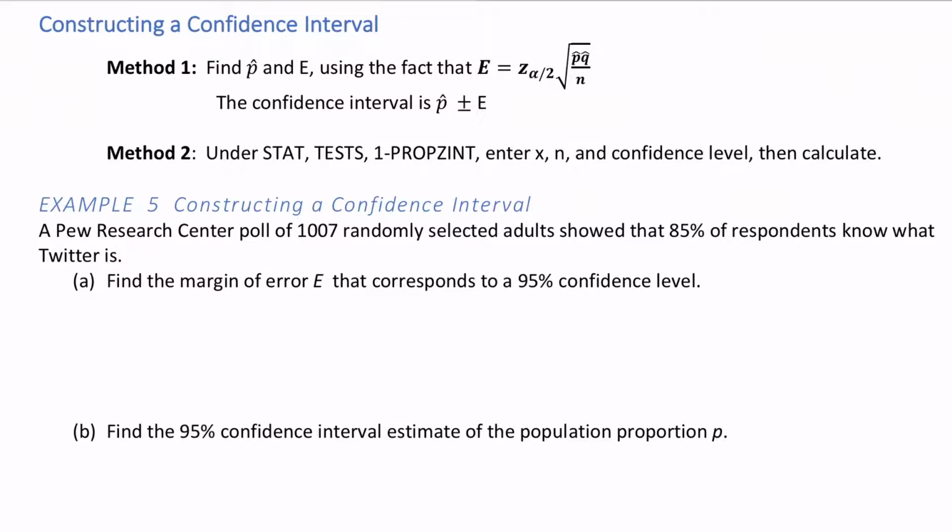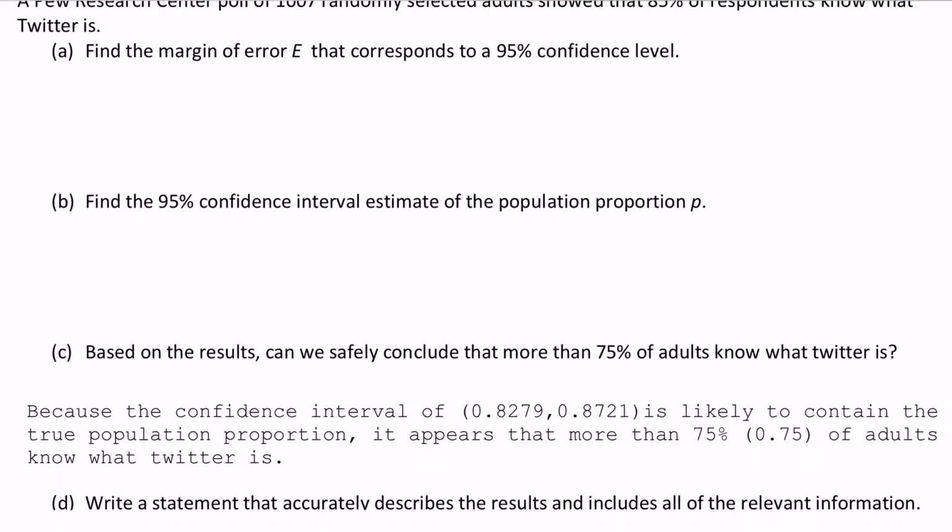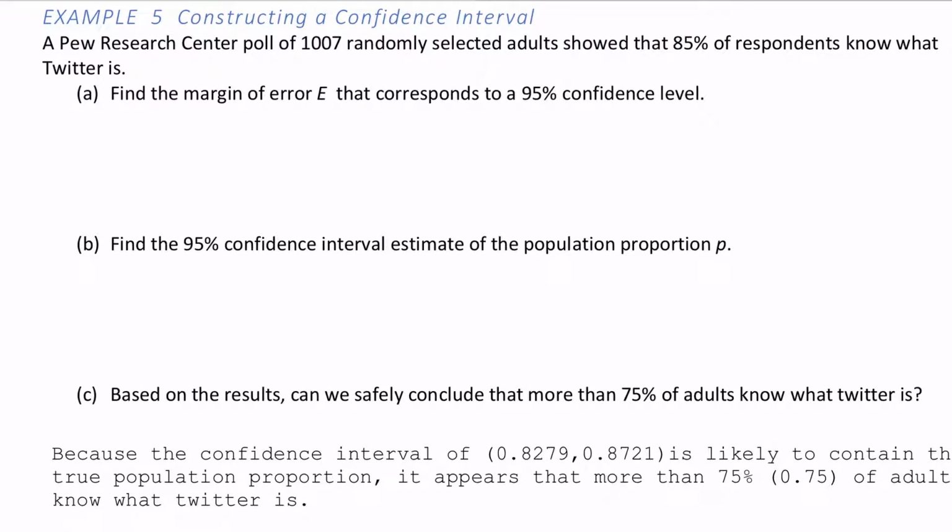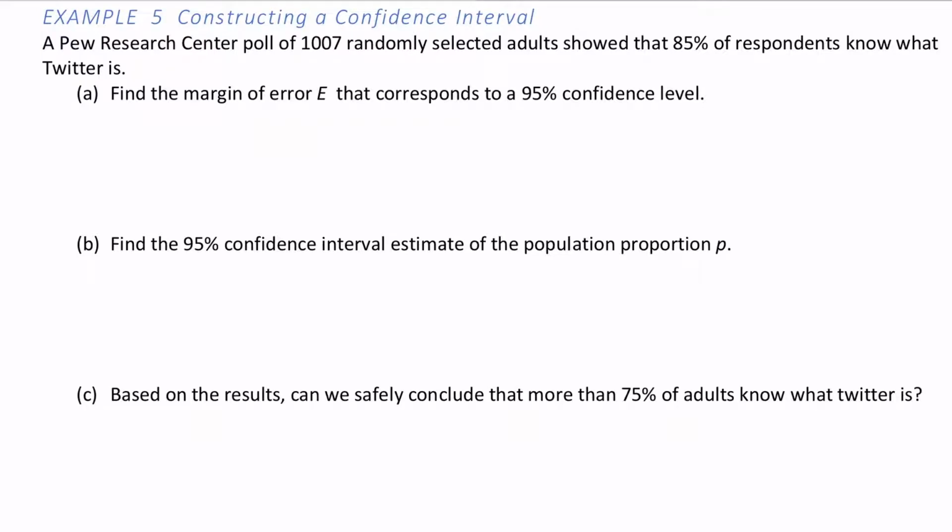Let's look at part A from example 5. A Pew Research Center poll of 1,007 randomly selected adults showed that 85% of respondents know what Twitter is. Find the margin of error that corresponds to a 95% confidence level. So, of course, let's start with our critical value. For a 95% confidence level, check your table from the previous page, and you'll use 1.96 as your critical value.